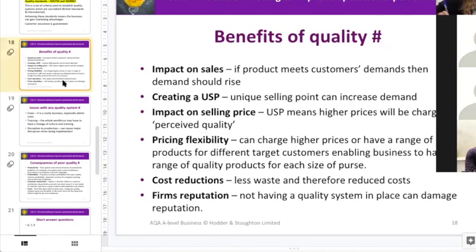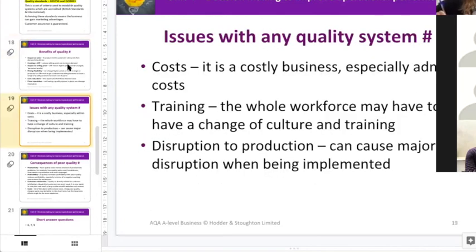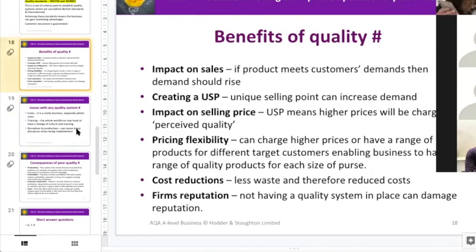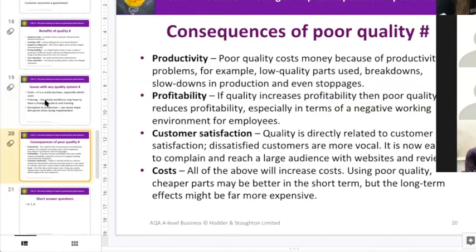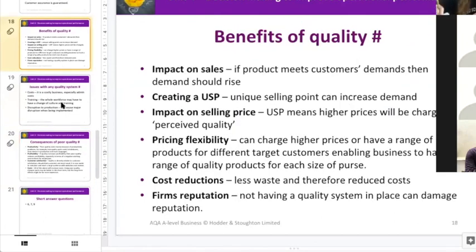Okay, so the benefits and drawbacks of a quality system are very simple to understand. Increase USP, increase sales, increase price, reduce cost, reputation. Those are all the benefits of improving quality. These are all the issues of the quality system: the cost, the training, the disruption of production. Those can be the problems if you want to use one of the quality systems. Okay, spend some time reading through the benefits and drawbacks of quality.